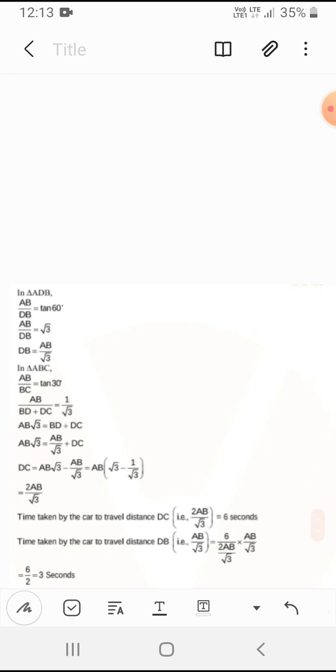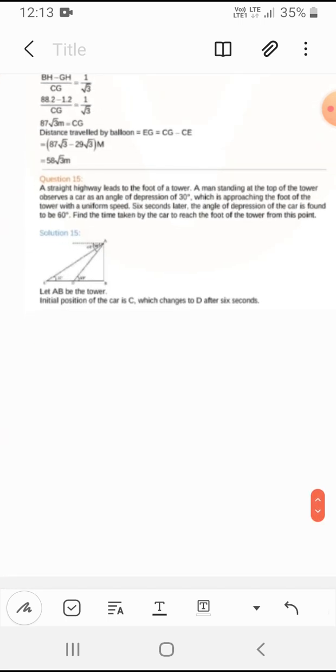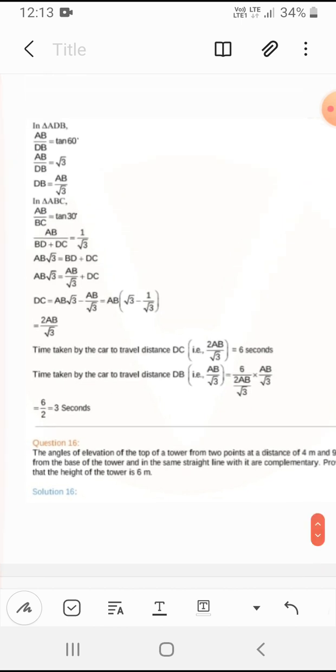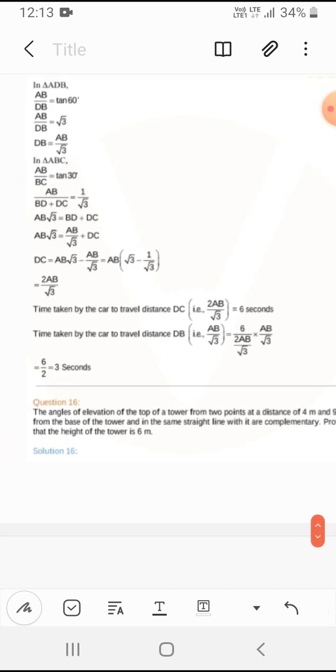After that, they have given in the question another 6 seconds later. So 2AB by root 3, when we solve with 6, we get 3 seconds as the answer. When we solve 6 by 2AB by root 3 into AB by root 3, because here, by tan 60 we got AB by root 3, and by tan 30 we get 2AB by root 3. So we take 6 as 2AB by root 3 into AB by root 3. When we solve that, root 3 gets cancelled. AB is equal to 6 by 2, and 3 seconds is the answer we get.